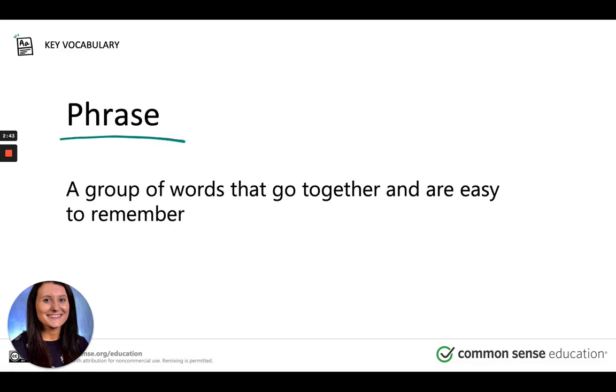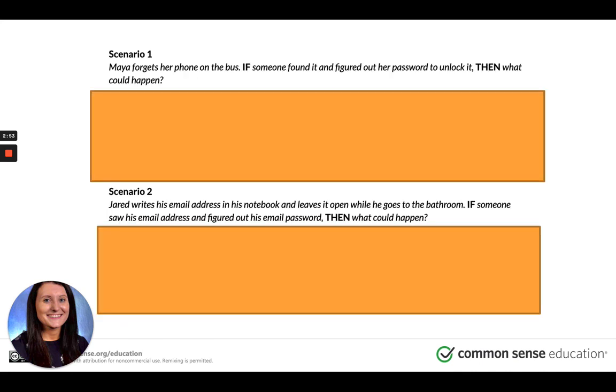So the definition of a phrase is a group of words that go together and are easy to remember. So let's look at two scenarios here. So let's look at scenario 1. Maya forgets her phone on the bus. If someone found it and figured out her password to unlock it, then what could happen? So I'll give you a moment to think about what could happen if somebody was able to get into her phone.